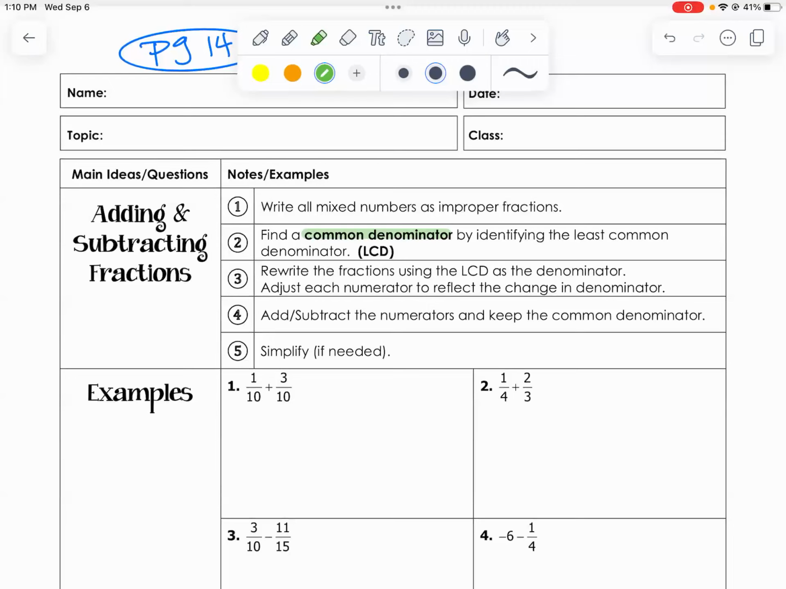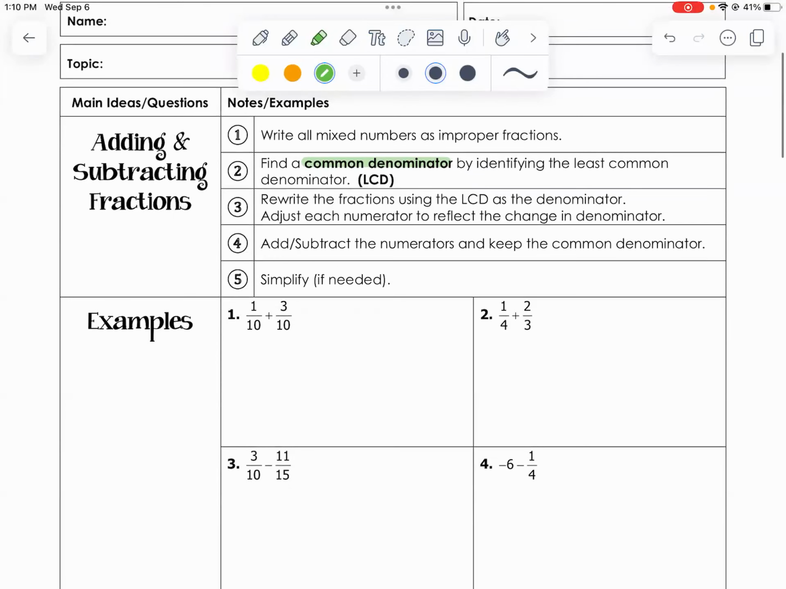unless we have a common denominator. Once we have a common denominator, then we can add and subtract the numerators, but we have to keep the common denominator the same. Of course, our fractions for our answers always need to be simplified. And if it's an improper fraction, we rewrite it as a mixed number. Okay.